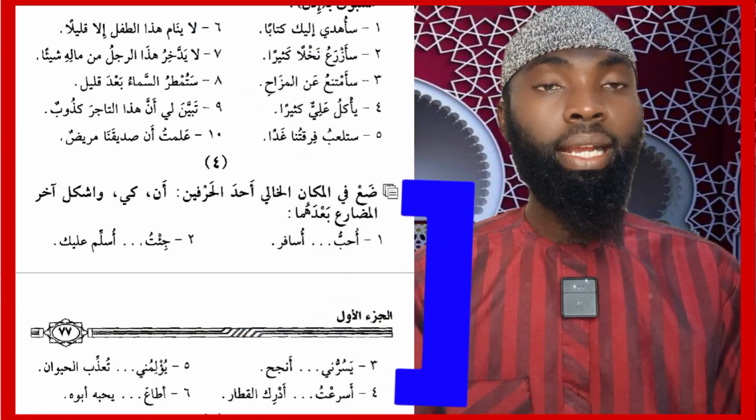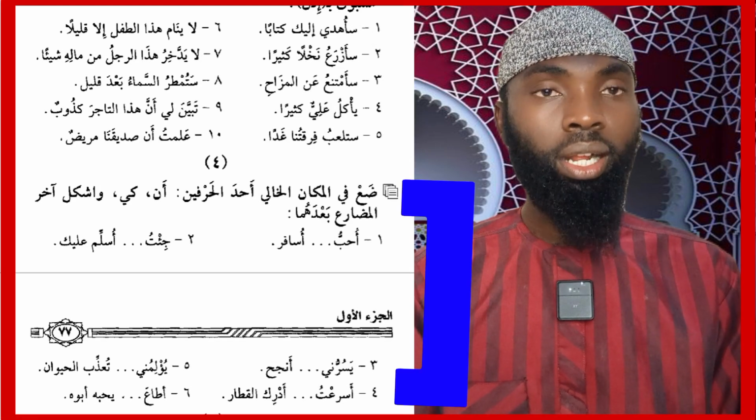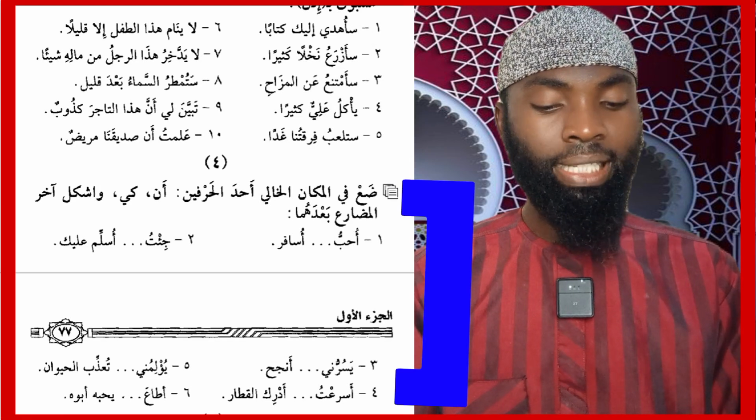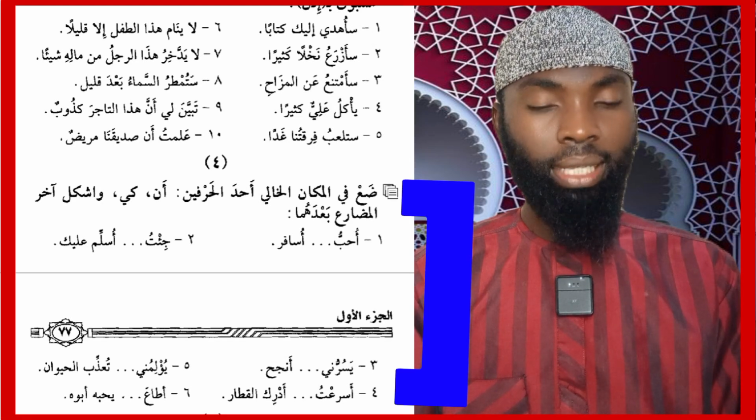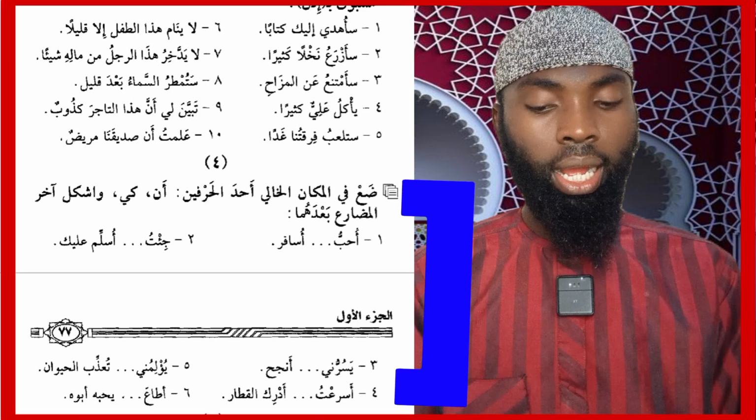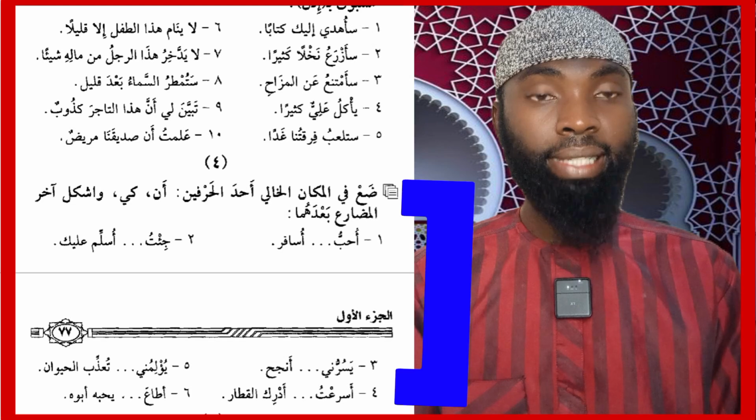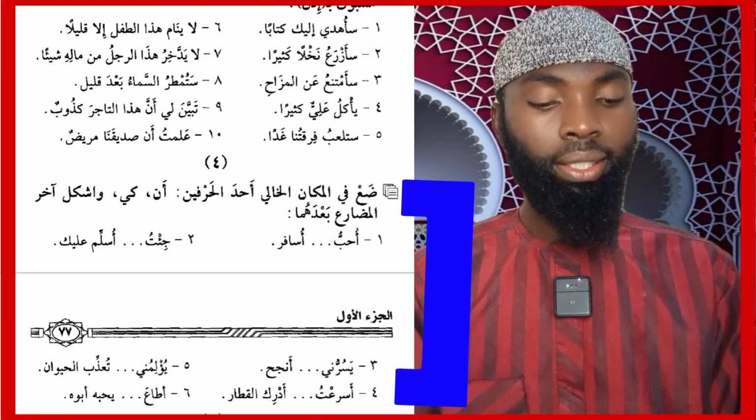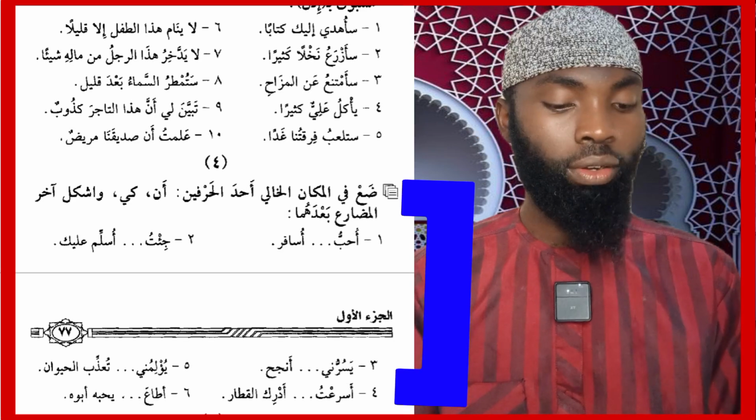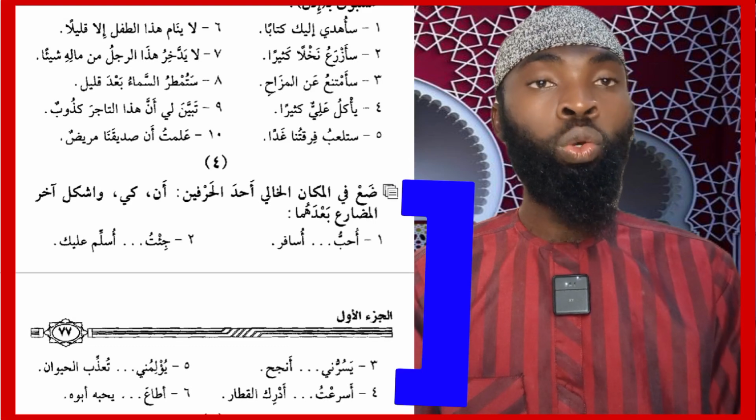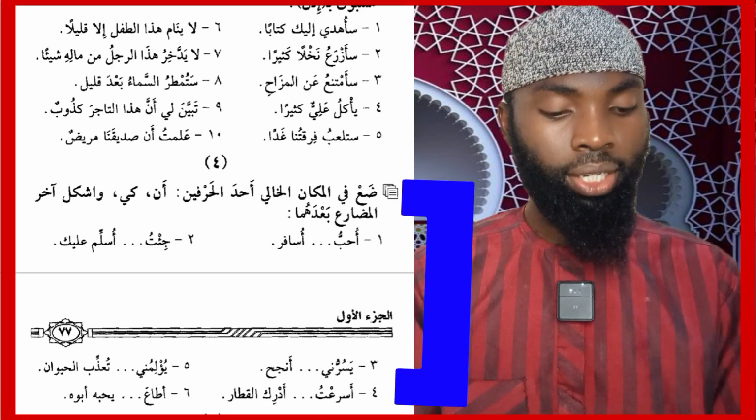Exercise number 4. The instruction says: place in the blank spaces one of the following particles, an and kay, and record the case ending of the present tense coming after them. Uhibbu an usafir. That's the correct answer. Next, ji'tu kay usallim alayki is the correct answer. I came in order to greet you.